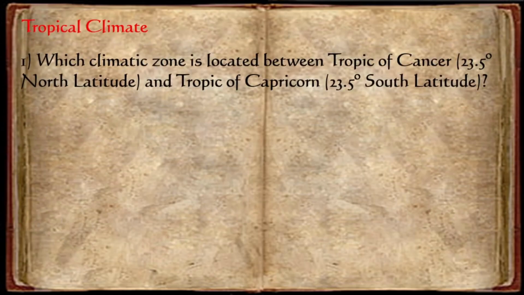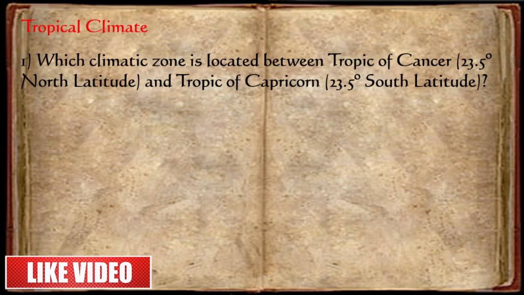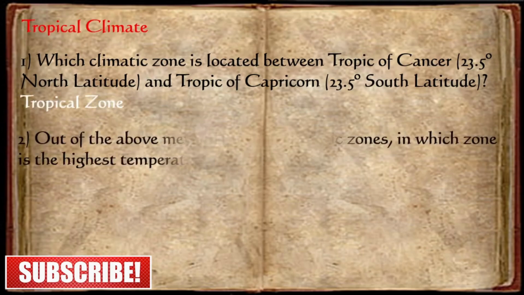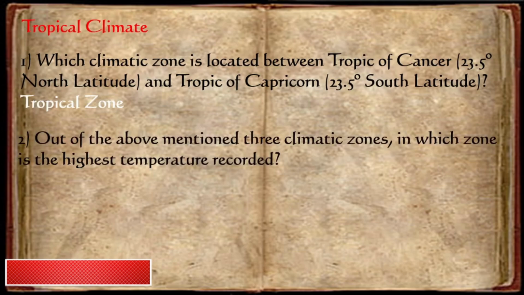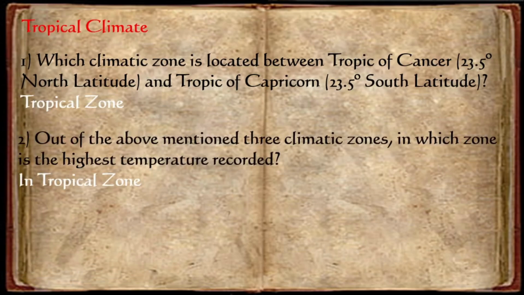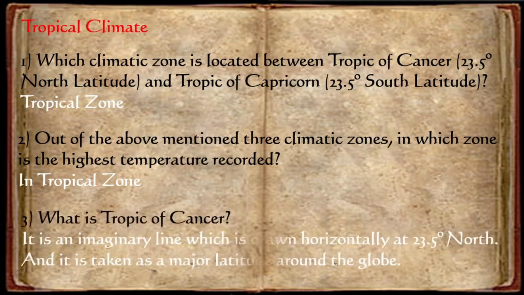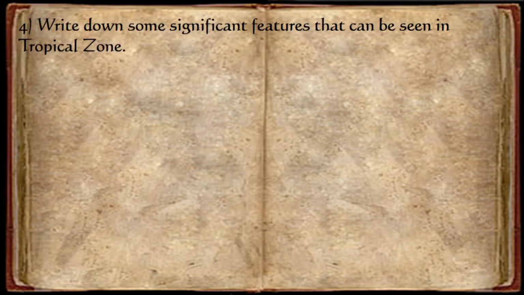Tropical climate. Which climatic zone is located between Tropic of Cancer, 23½ north latitude, and Tropic of Capricorn, which is located at 23½ south latitude? Tropical zone. Out of the above mentioned three climatic zones, in which zone is the highest temperature recorded? In tropical zone. What is Tropic of Cancer? It is an imaginary line which is drawn horizontally at 23½ north, and it is taken as a major latitude around the globe.